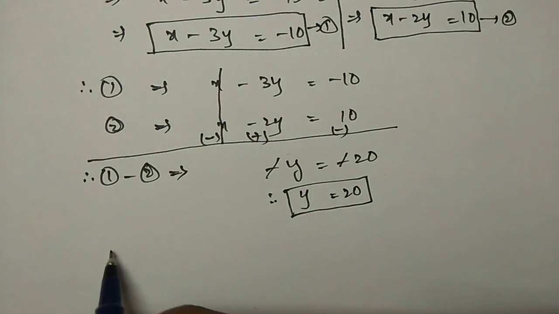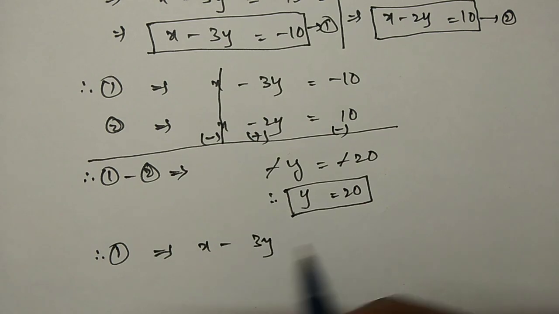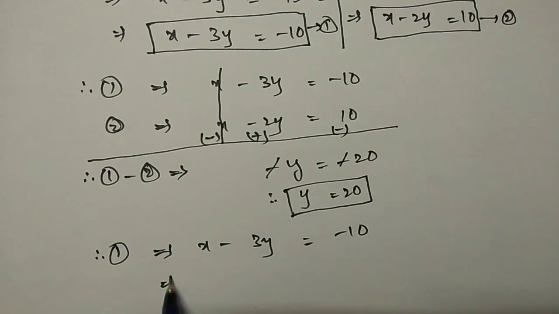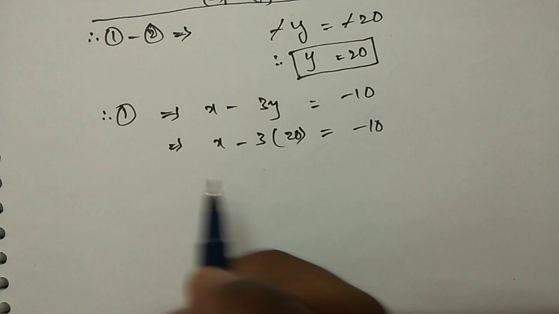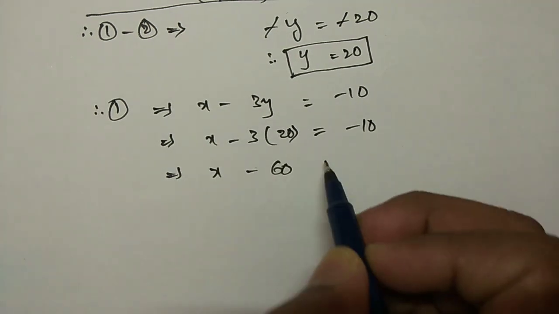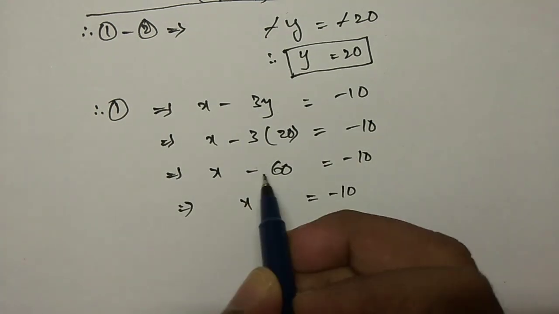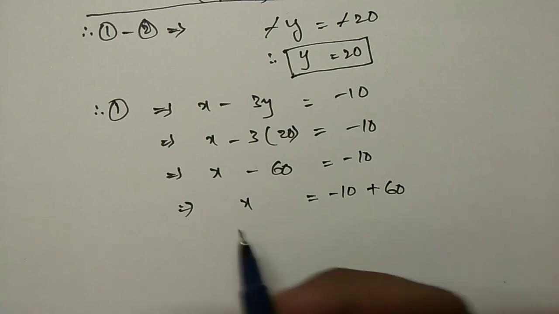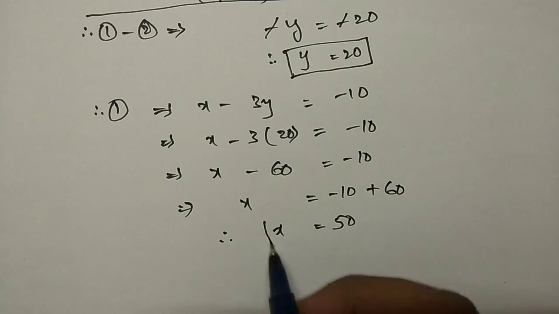The value of y, substitute in any one equation. Let us take the first equation: x minus 3y equal to minus 10. That implies x minus 3 times of y, which is 20, equal to minus 10. Implies x minus 60 equal to minus 10. x equal to minus 10 plus 60, transpose this side. Therefore x equal to 50.